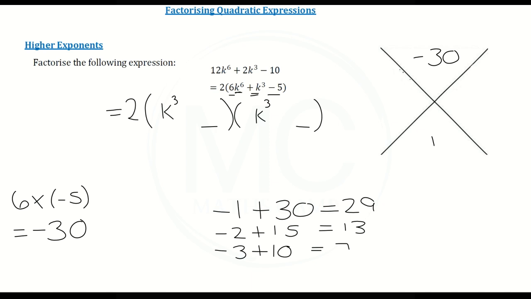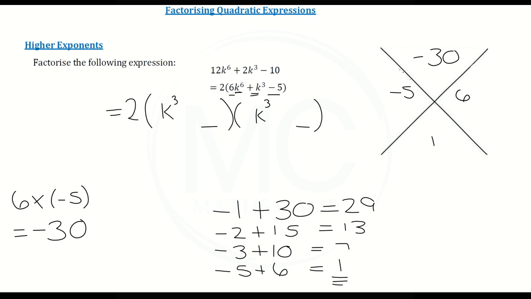30 is not divisible by 4, but it is divisible by 5. Let's divide it by negative 5, and we get positive 6. Negative 5 plus 6 gives us positive 1. This is the value we've been looking for. So we know that our factors are negative 5 and 6.